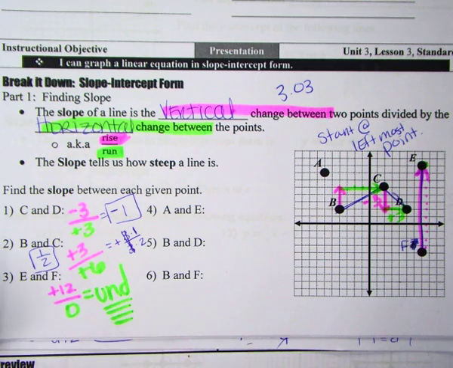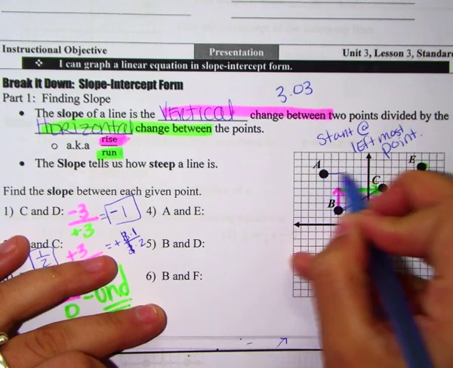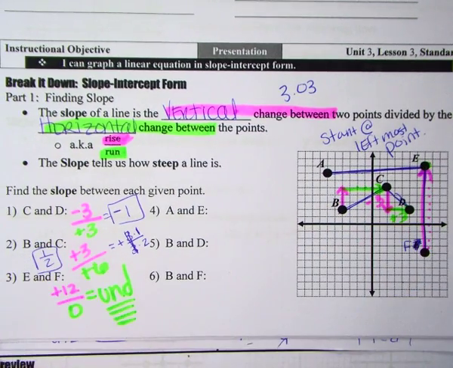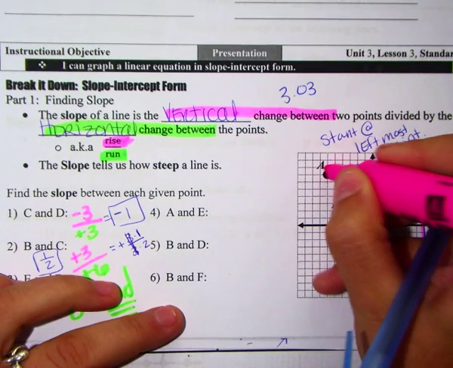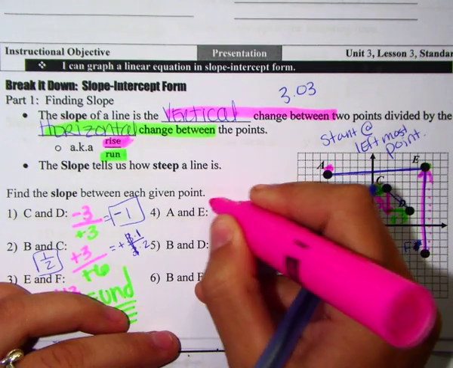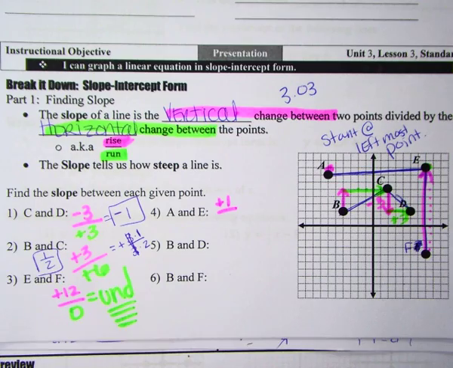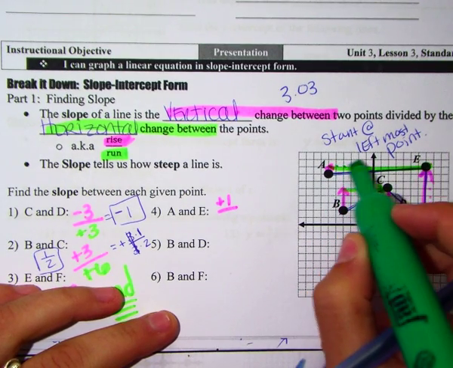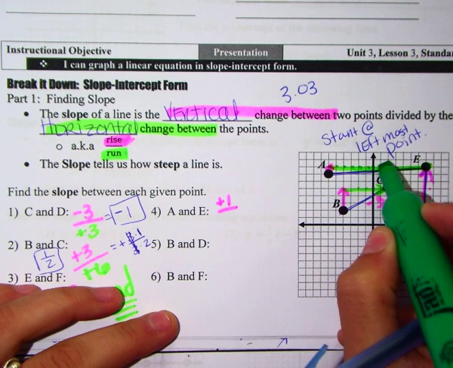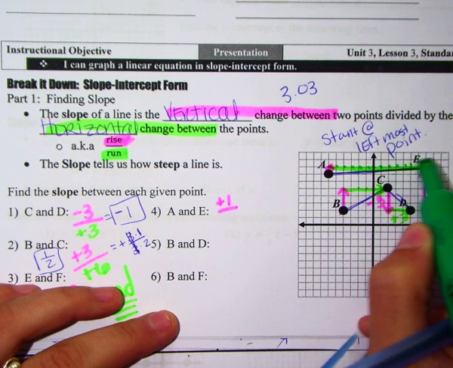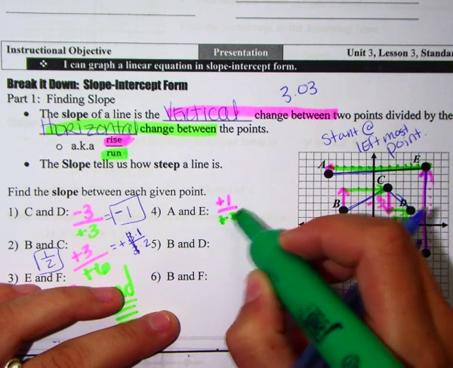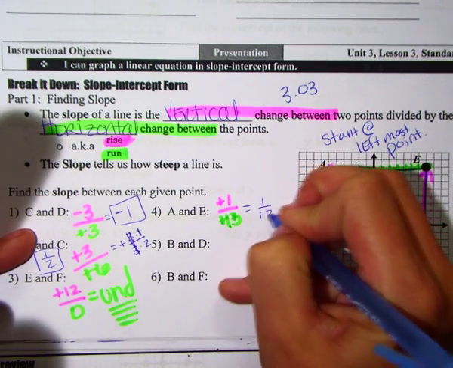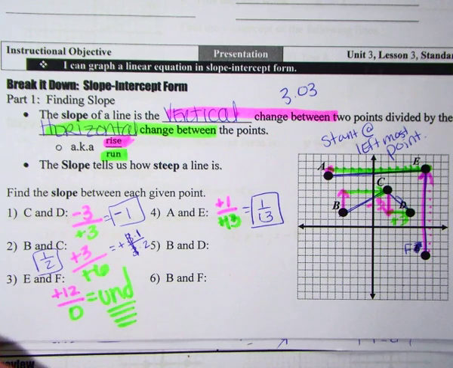From A to E, I know it's only going to go up a little bit. I'm going to rise just 1. And then I'm going to run 1, 2, 3, 4, 5, 6, 7, 8, 9, 10, 11, 12, 13. And I move to the right, so it's positive. And 1 divided by 13 is just 1/13.